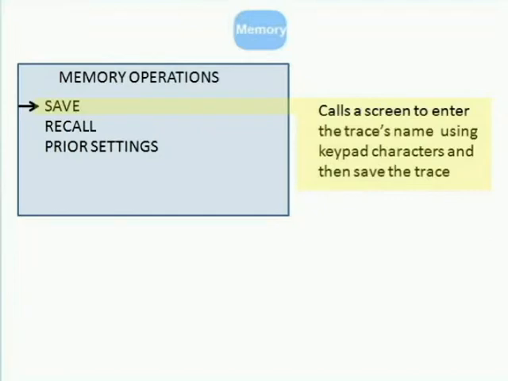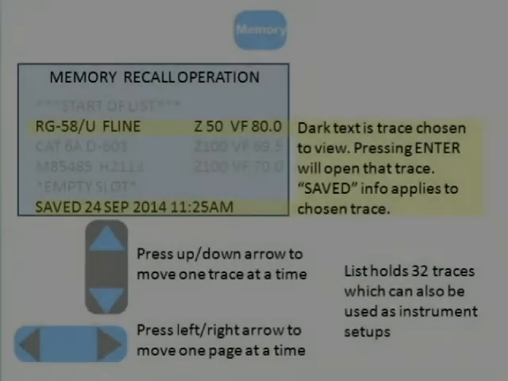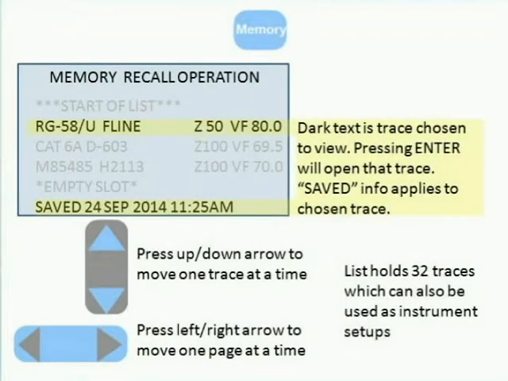Save will call a submenu to enter the trace's name using the keypad, and then save it. Recall opens a list of saved traces as shown in the next slide. The Saved Traces list will show the latest trace saved at the top. When a trace is highlighted, it appears dark black and also shows its saved date and time at the bottom of the display. Use the up-down arrow keys to move one trace at a time and the left-right arrow key to move one page at a time through the 32 trace list.